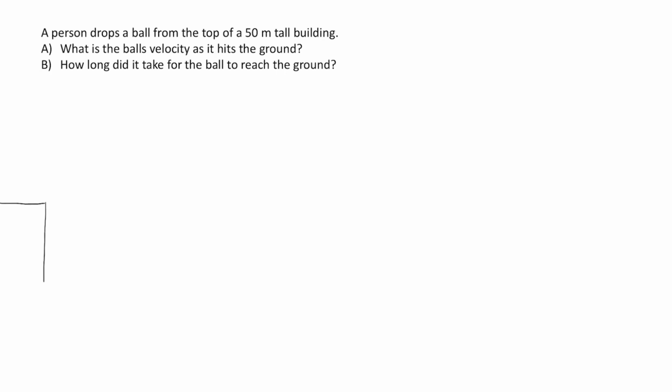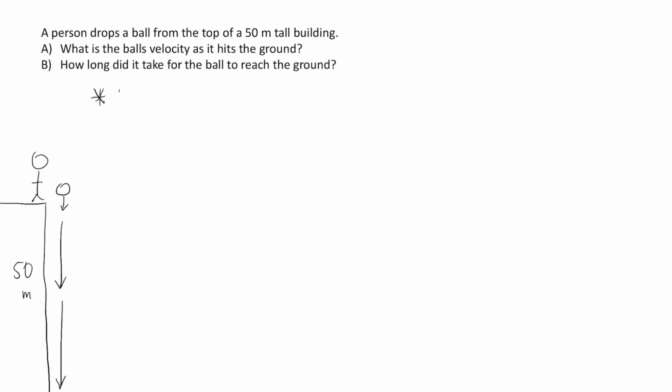In this question, we have a building that is 50 meters tall, and there's a person standing at the top with a ball. They drop the ball from the top of the building. And we want to know what is the ball's velocity as it hits the ground, and how long did it take for the ball to reach the ground.